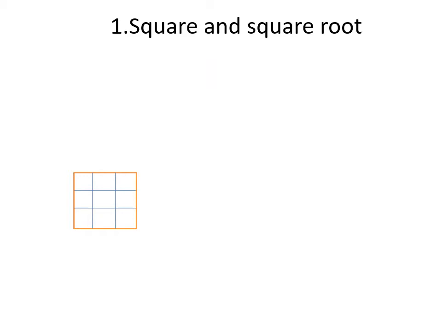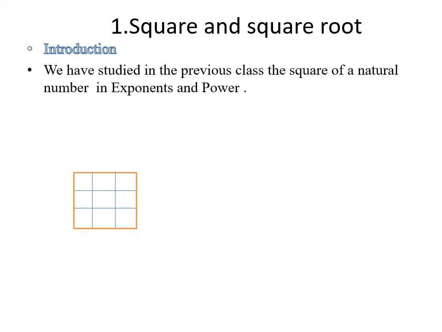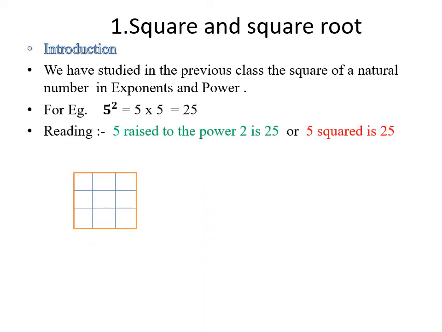Now dear students, today we will start with the first session of standard 8, that is the first lesson, square and square root. You might be aware that this name is new for you, but you have already studied in the previous class the square of natural numbers in exponents and power. So that lesson continues now as square and square root, because in this lesson we will extend our knowledge. Now for example, 5 square equals 5 into 5, that gives you 25.